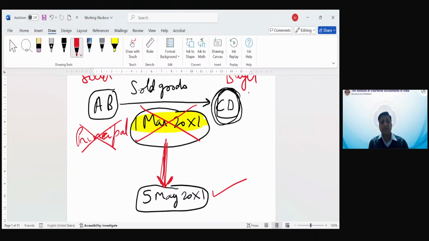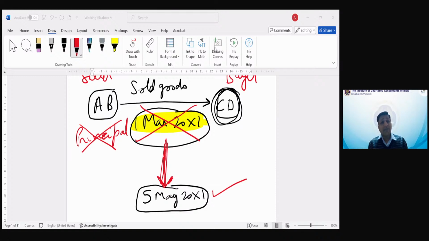Okay, it appears as if payment is made by CD to AB. But can you tell me, is this factually correct? That on 5th of May, CD has made the payment to AB and that's why we have deferred this revenue recognition? Do you think that has been the case? The answer is no. On 5th of May, CD is not making any payment to AB.